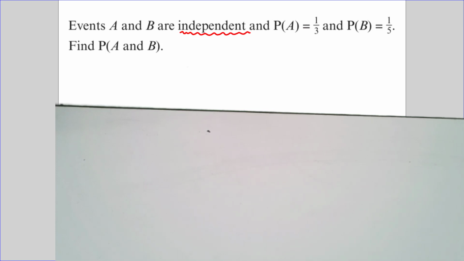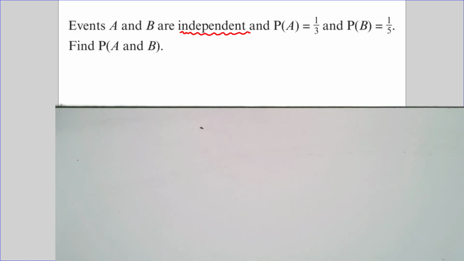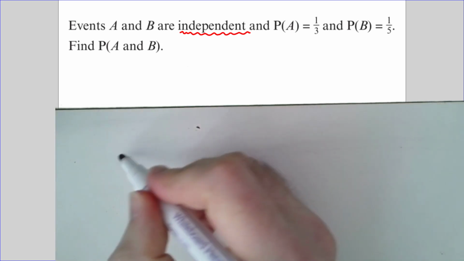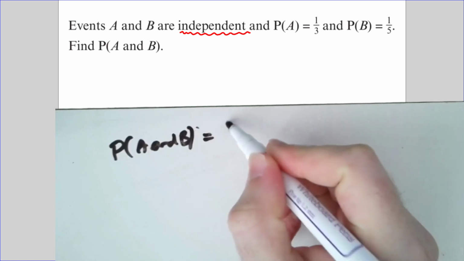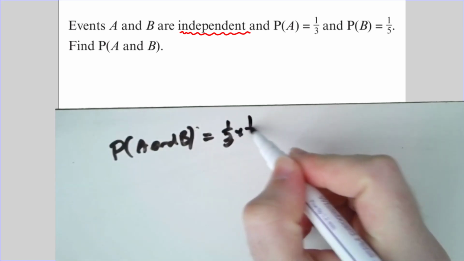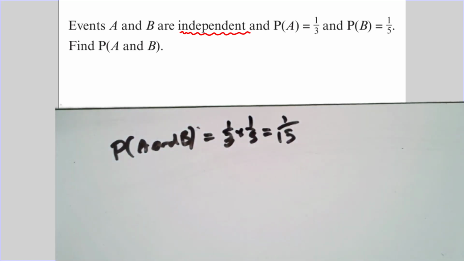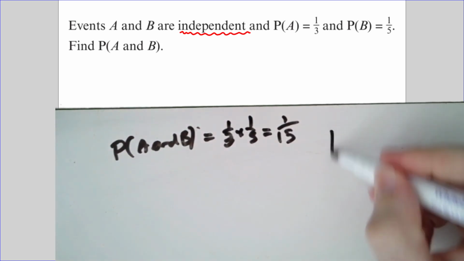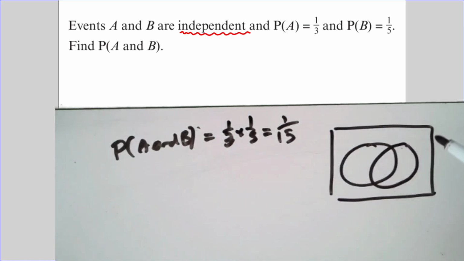This one starts off by telling us that two variables are independent. That tells us that the probability of A times the probability of B will give us the AND bit. So we can start by saying the probability of A and B is 1/3 times 1/5, which is 1 out of 15. Once we've got this, we can start drawing our Venn diagram. Two circles. These ones do overlap because they are independent and not mutually exclusive. And in the middle we have 1 out of 15.